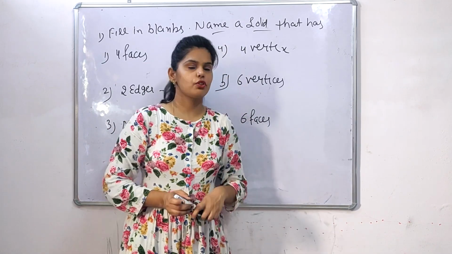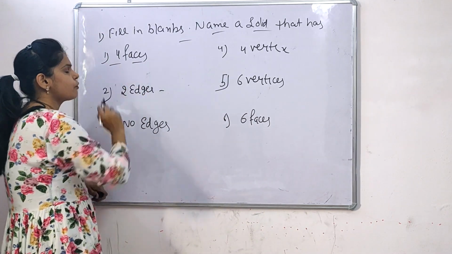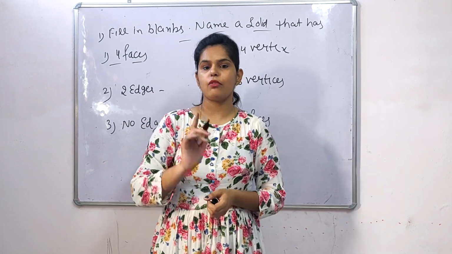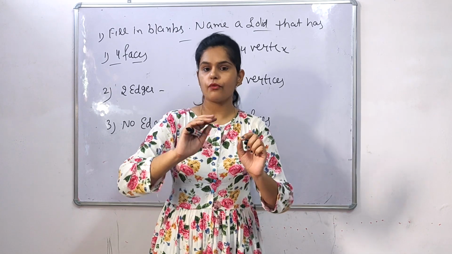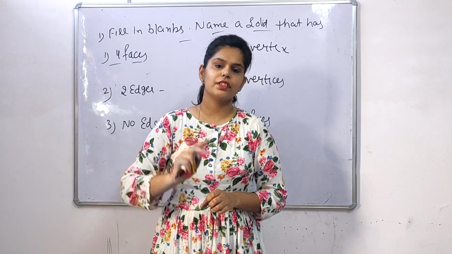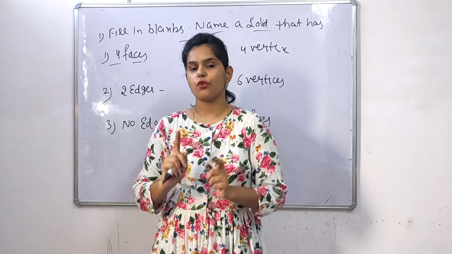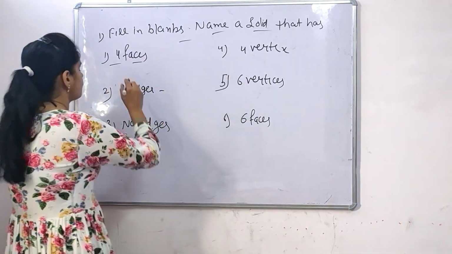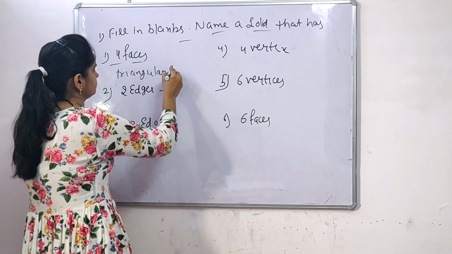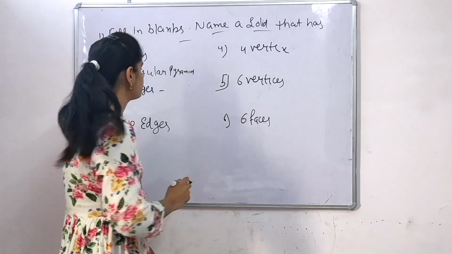Yes, let's start. First question. Fill in the blank and name a solid that has 4 faces. So in which shape are there 4 faces? Now we discussed the triangular pyramid. So 4 faces were there. One is a triangle and 3 triangular faces which are meeting at one vertex. So 4 faces were there and 4 vertices were there. Means 4 faces means triangular pyramid. And 4 vertices also in a triangular pyramid.